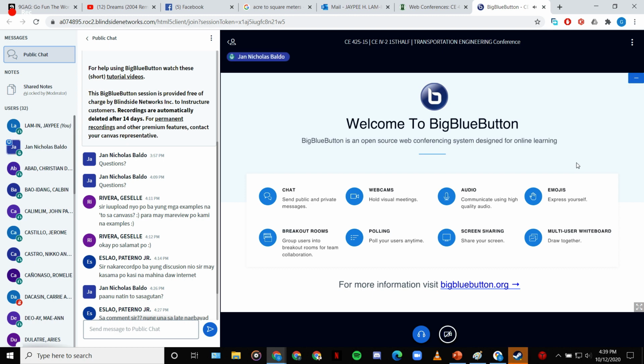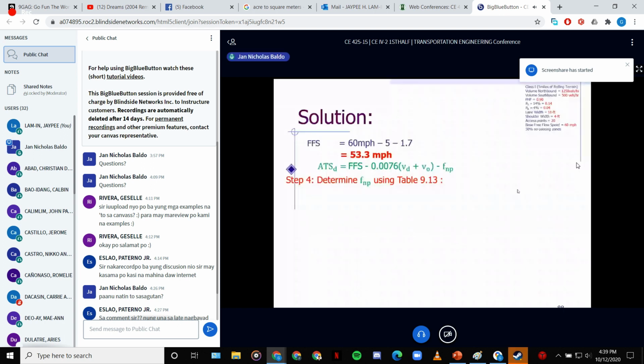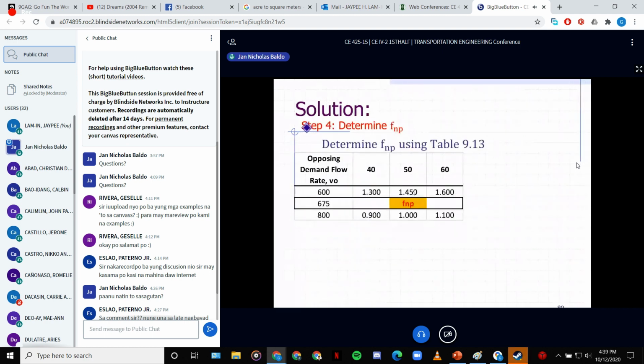Okay, so tama ba? So, eto. So, 675 and then I think 50 tayo dito sa no passing zones. So, 600 to 800 yan. And then, kailangan lang kunin ko yung 50 na ito. So, paano makuha yan? That is 1.3 plus 1.6, 1.9 divided by 2. Alam mo naman that yung kalahati ng 0.9 is 45, so that is 1.45. Same dito sa baba. Yung nandito sa tapat ng 50, baka sabihin nyo saan ko kinuha ito. Linear interpolation lang yan kasi gitna nga so divided by 2.